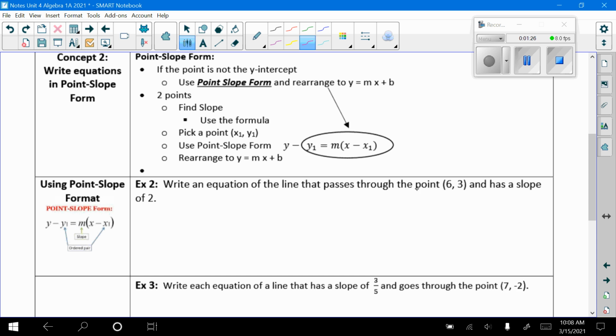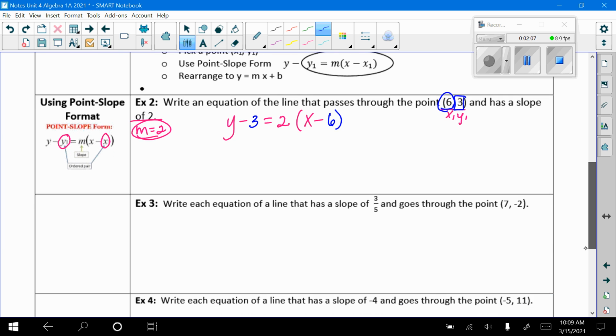So write an equation that passes through the point, this is your x1, y1, and has a slope of 2. So here's my equation. I'm going to plug it in for the x1 and the y1. So y minus y1 right here, 3, equals my m, which is 2, times x minus my x1 value, which is 6. And I'm done. This is point-slope form. Okay, that's all we had to do, is plug in the pieces of the puzzle. So right now we're just putting it into point-slope form.